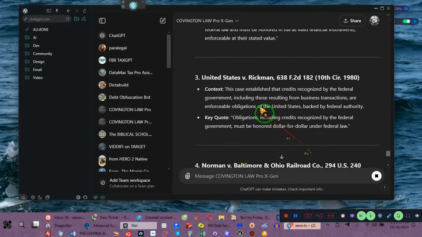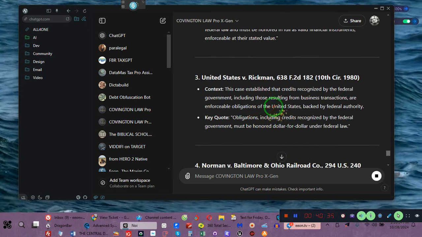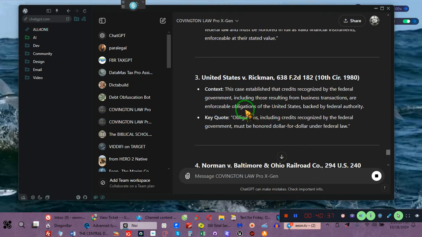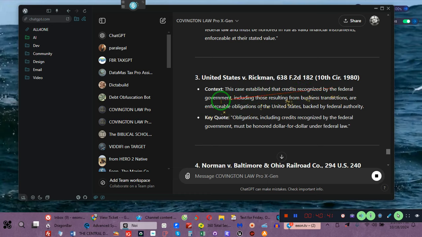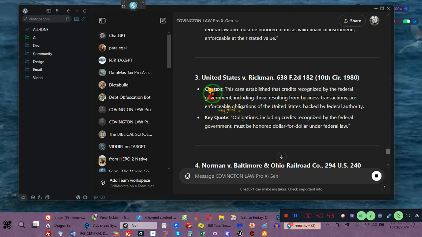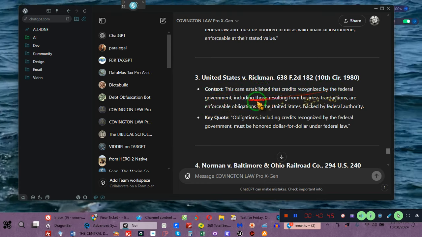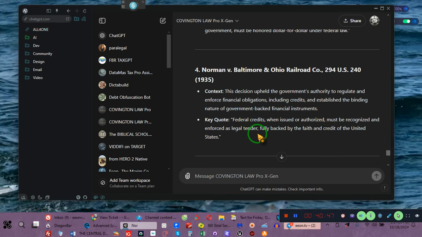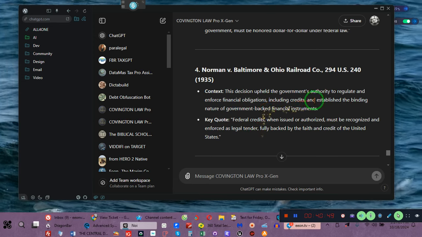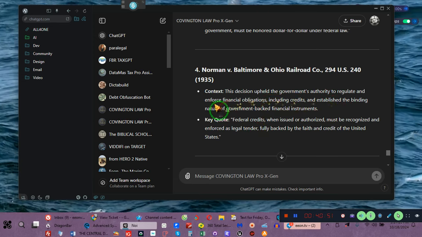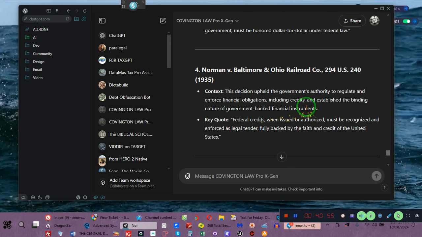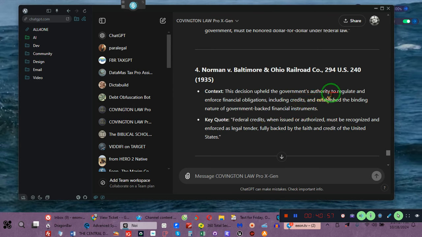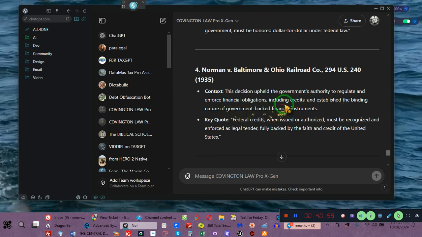Now he's dealing with issued. Now he's focusing on the word issued. That's the word he added. This case established that credits recognized, and now he's using recognized and issued. He said issued and recognized before. Now he says recognized. Let's see if he does recognized again. Established the binding nature of government-backed financial instruments. So this one is authority to regulate enforcing federal obligations, including credits.